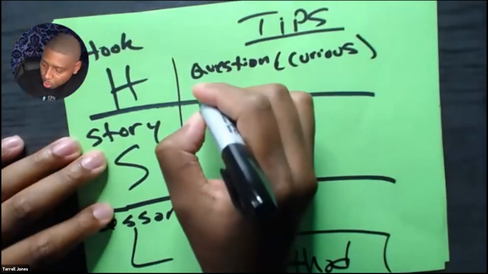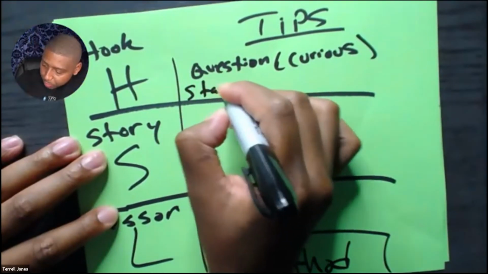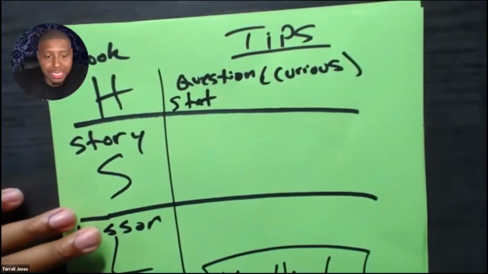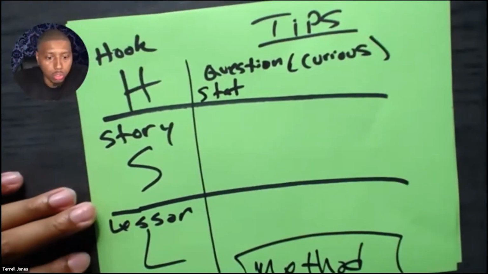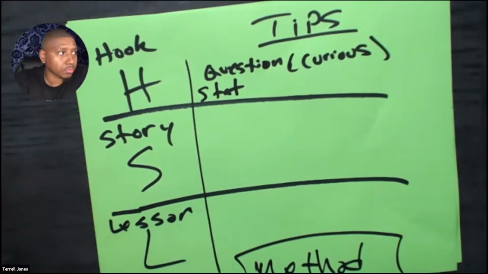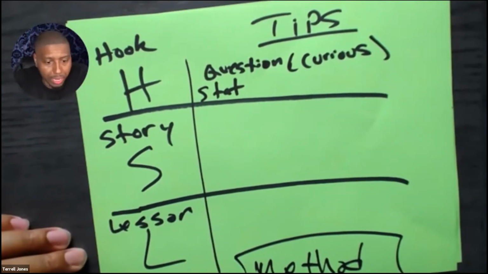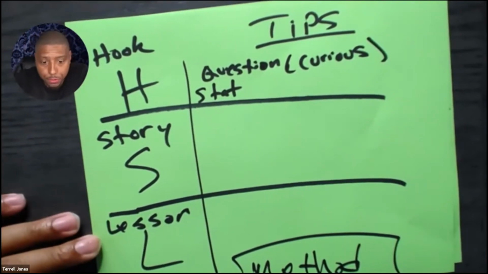You can also start off with the stat. So a stat, typically stats can start off with like, did you know that 50% of all business owners go out of business within the first 3 years? Right? I don't know if that's a real stat, but you feel what I'm saying? But it could be like some kind of statistic.